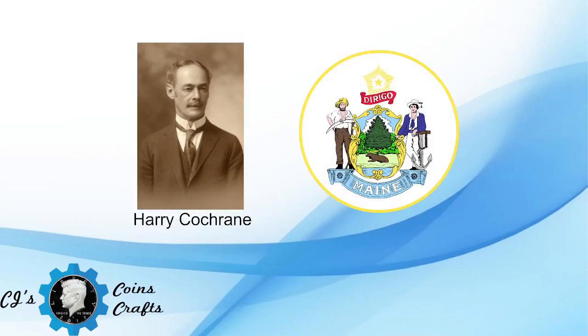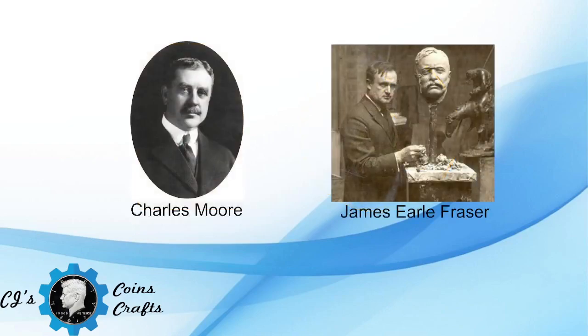Sketches for the design were prepared by artist Harry Cochran. Just days after President Wilson signed the bill, the sketches were sent to the Commission of Fine Arts for their opinions. Charles Moore, who was chairman, forwarded the sketch to James Earl Fraser and did not receive a reply.